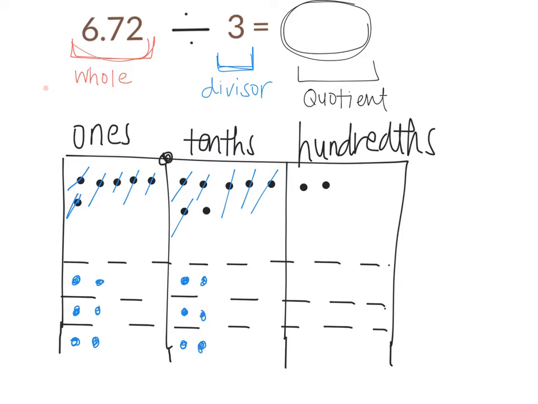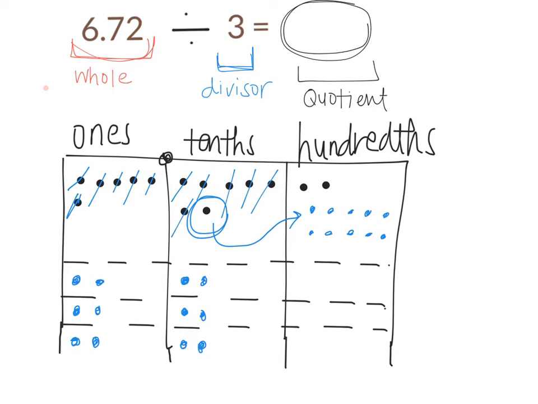Do I have more tenths left to share? How many tenths do I have left? 1. How many groups am I trying to share it into? 3. Do I have enough to share 1 to each group? Would that be fair if I put 1/10 in the first group? No. So what do we need to do? Regroup. I know that this 1/10, I'm going to circle it, can become how many hundredths? 10. So go ahead and draw 1, 2, 3, 4, 5, 6, 7, 8, 9, 10. Now that I've regrouped, is this tenth still there?